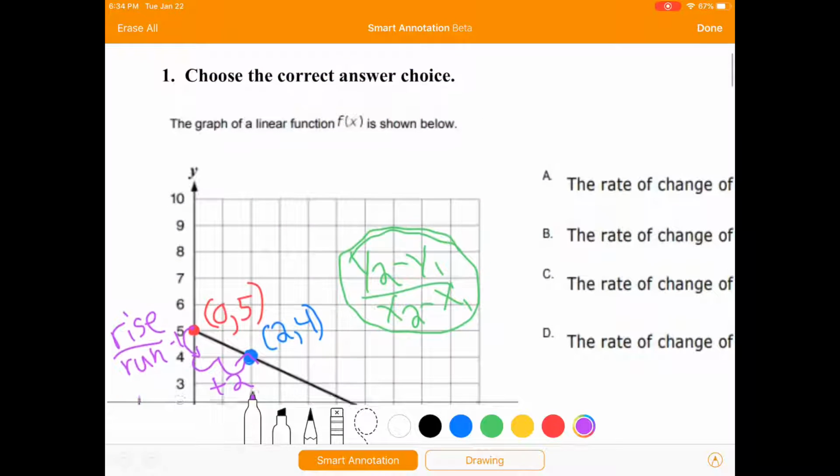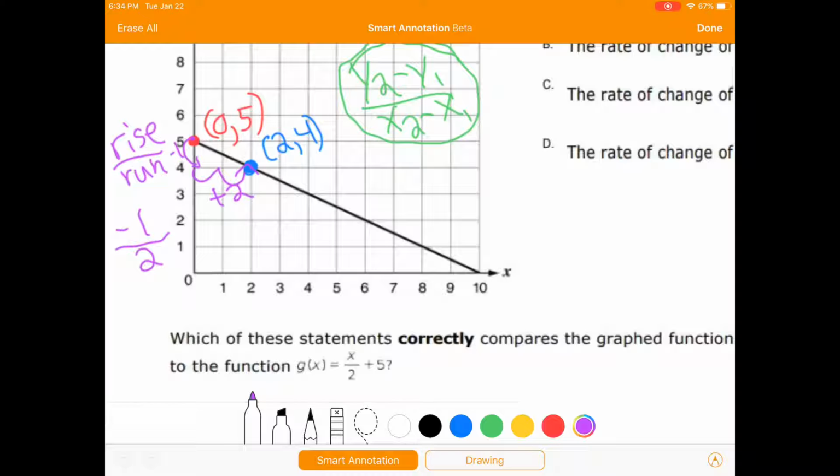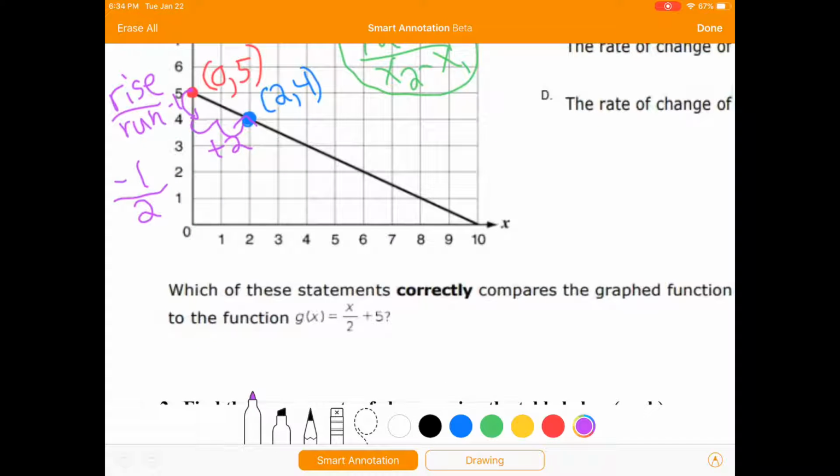So this means that, and I'm going to write it down here, our slope or rate of change for f of x is -1/2.